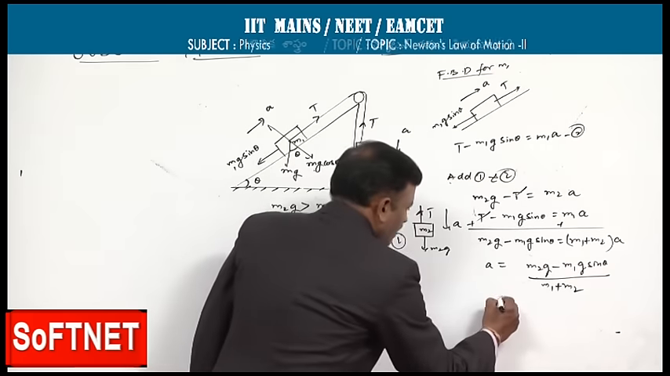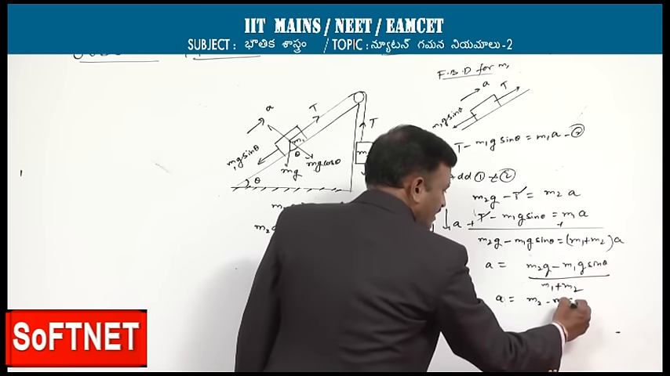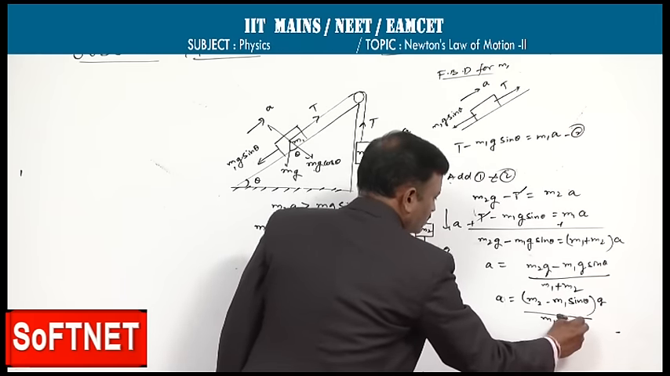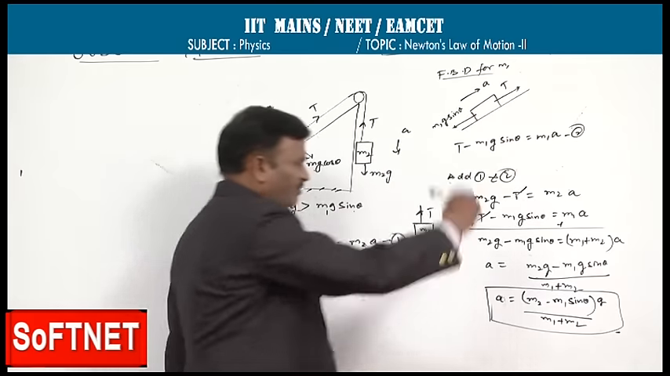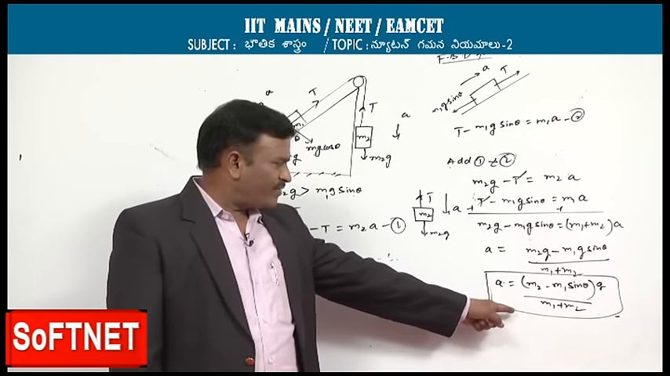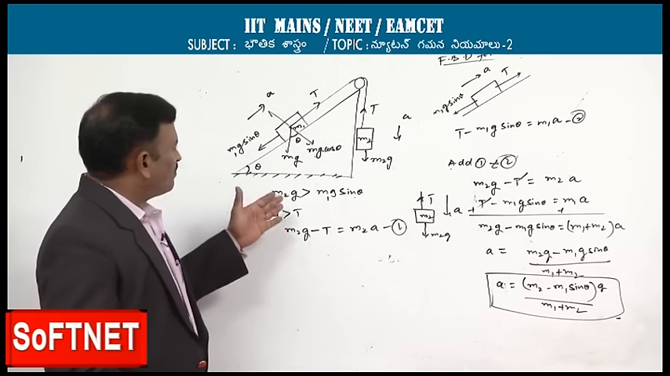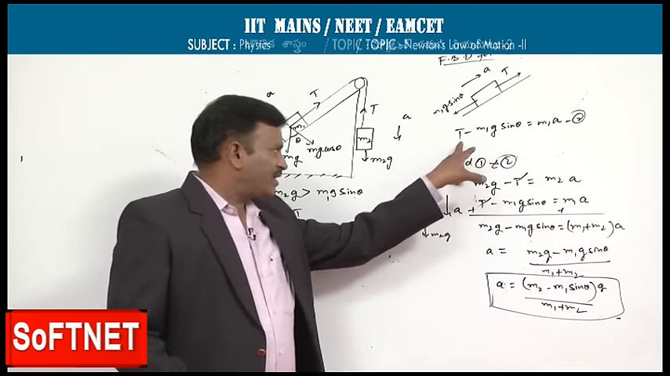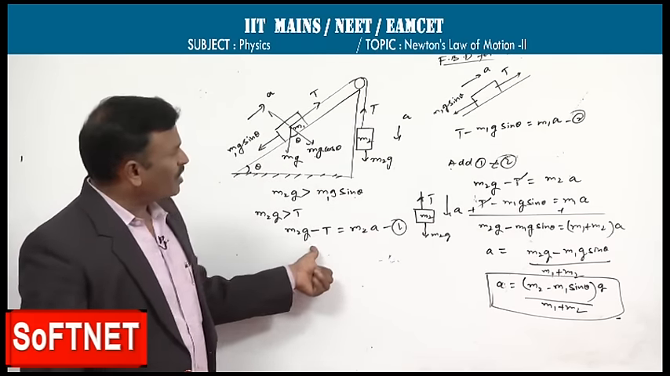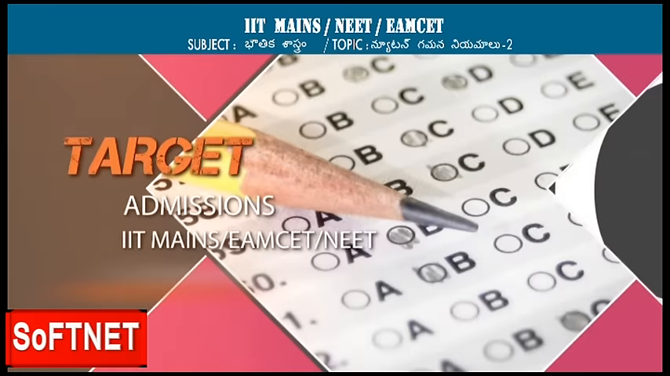You can take a is equal to m2 minus m1 sin theta into g by m1 plus m2. We get an expression for the acceleration of the system as a is equal to m2 minus m1 sin theta by m1 plus m2 into g. Now we can find the tension by substituting the acceleration value in either equation 1 or equation 2. We can obtain the tension in the string.